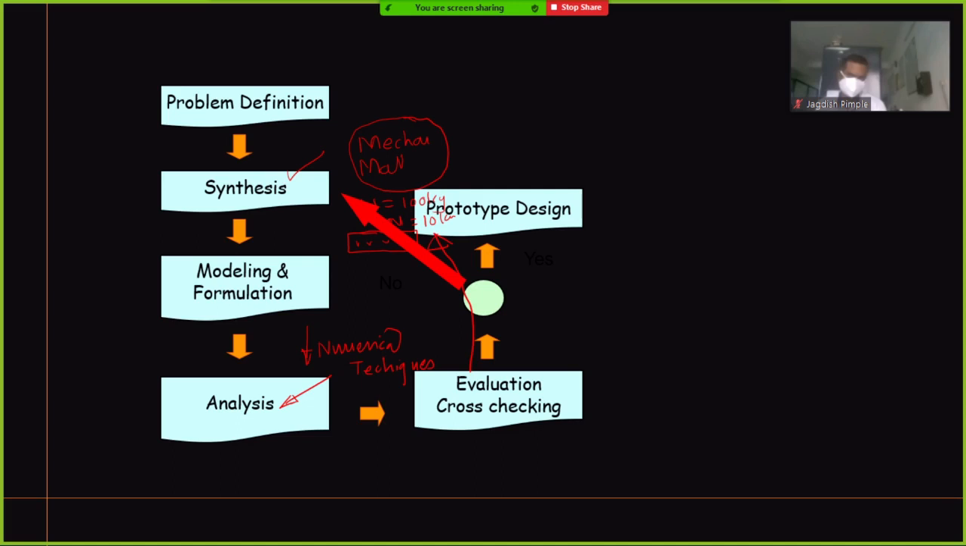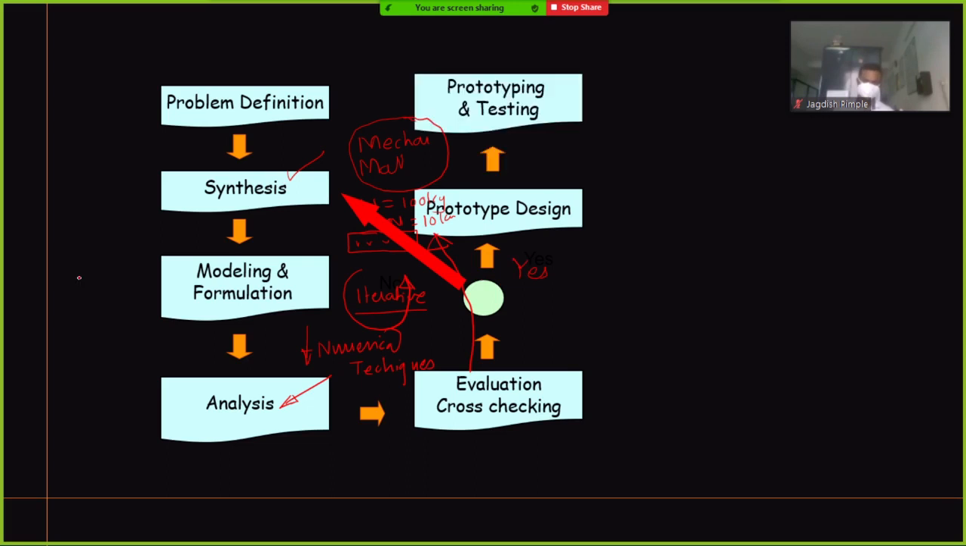This is what is called an iterative loop, which will continuously move from iteration to iteration. And once we get the answer, how many times we need to do it? We should get the answer as a yes here. Then you can develop a prototype. Once we get the prototype, because whatever the model we defined here has started with certain assumptions.